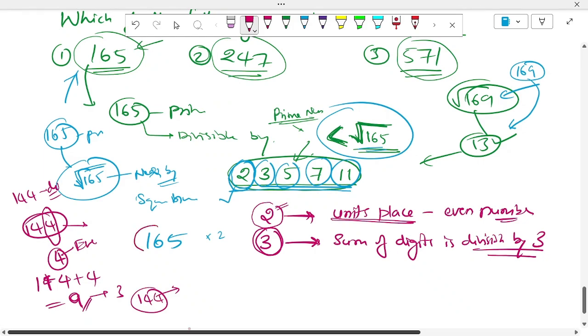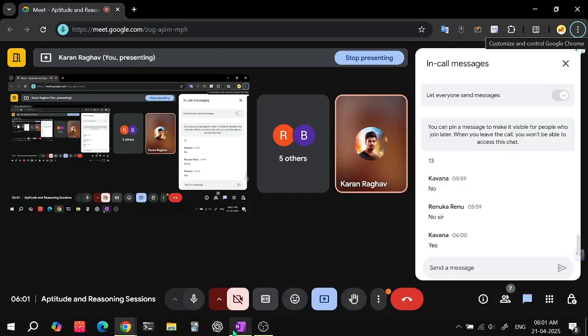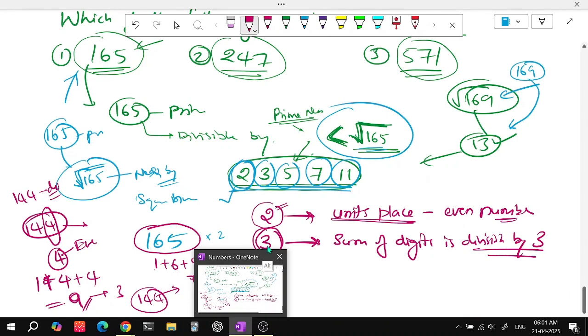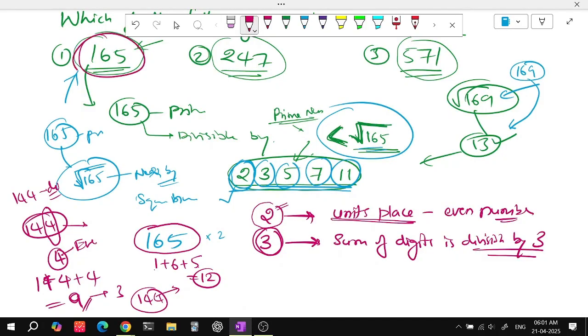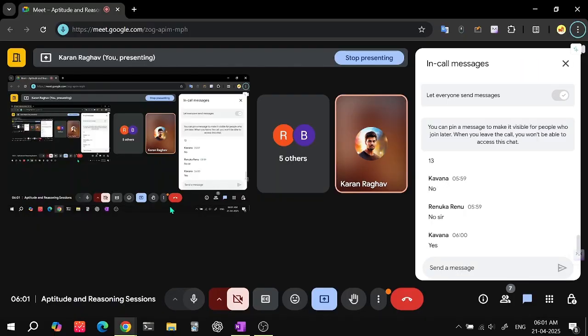So how will you check whether 165 is divisible by 3 or not? You just add the digits of 165. What is the answer? It is equal to 12. That's why 165 is divisible by 3. So you cannot say that it is a prime number. This is not a prime number. You understood? Any doubts in this case?